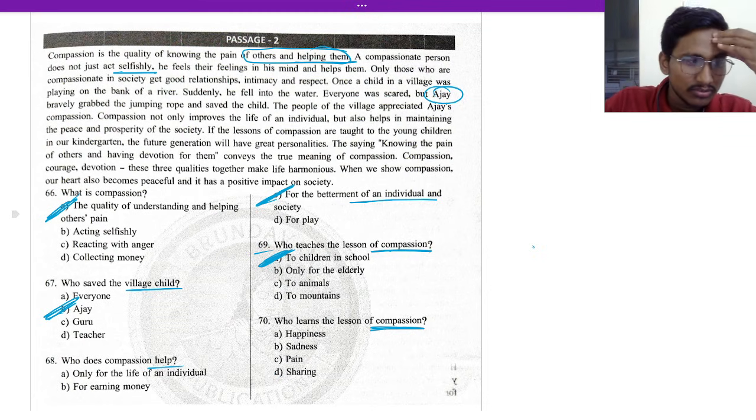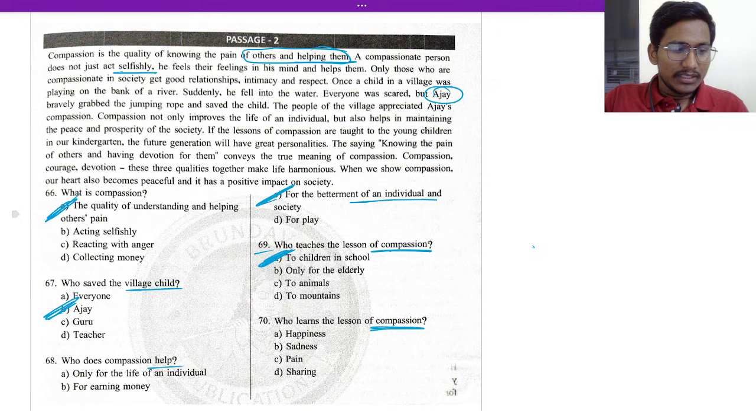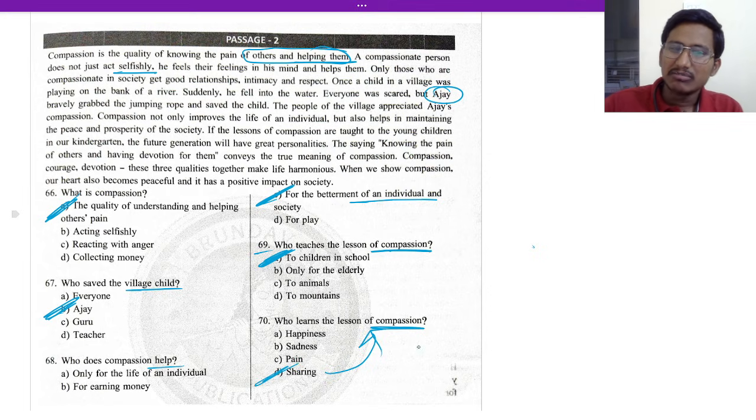Okay, so that is what compassion is like. Sharing the pain, right? Sharing the pain can be the answer, but take it as grace.